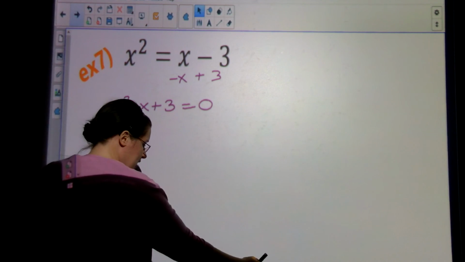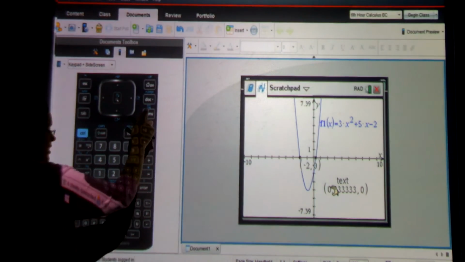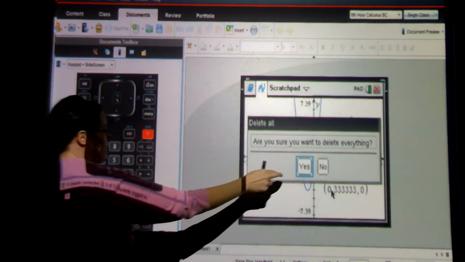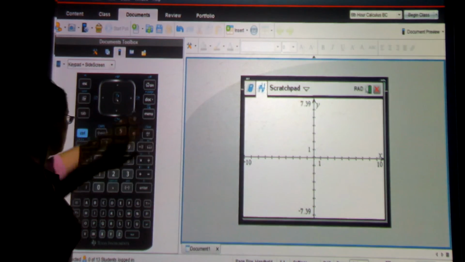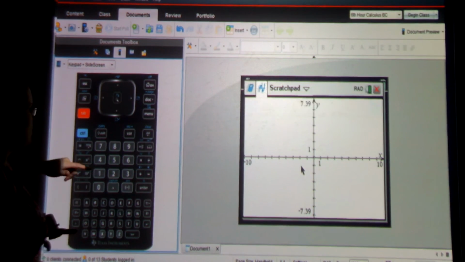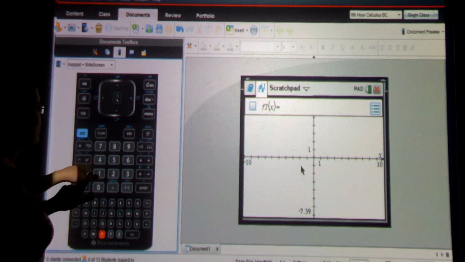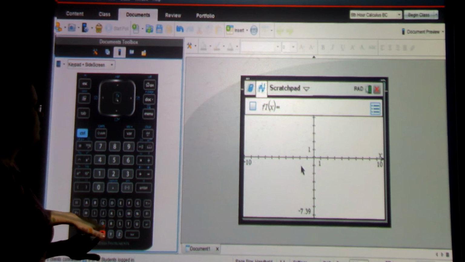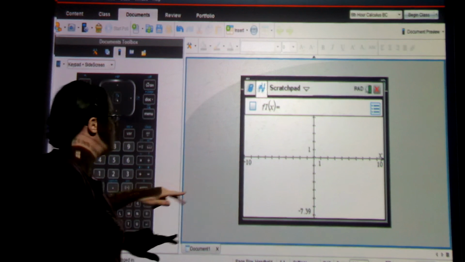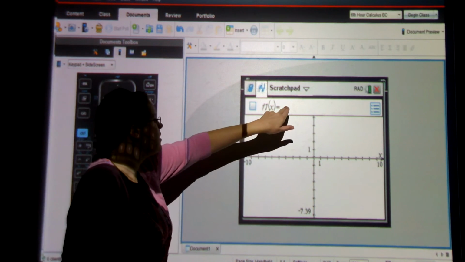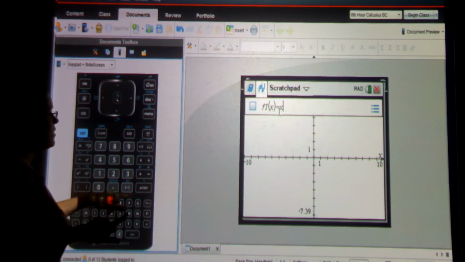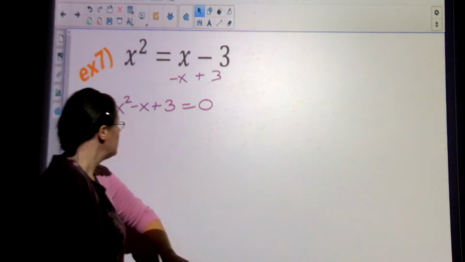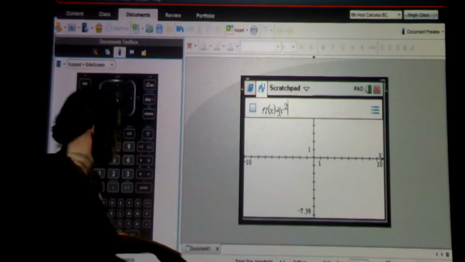Okay, so let's go to our calculators. Once again, if you're on an Inspire, delete, delete, delete. Otherwise, in your 84s and 83s, you can just clear out your y equals. Hit tab. I have a crazy computer right now, it's got a mind of its own. I forgot x squared because I was messing with that. Let's see, minus x plus 3.